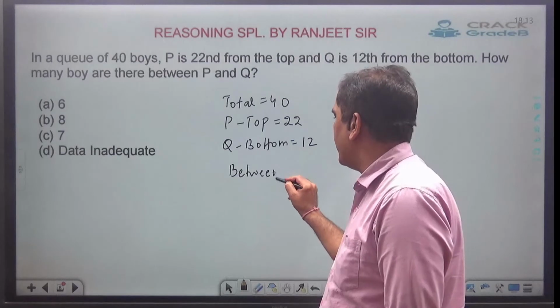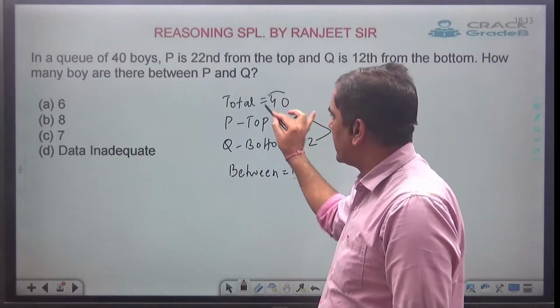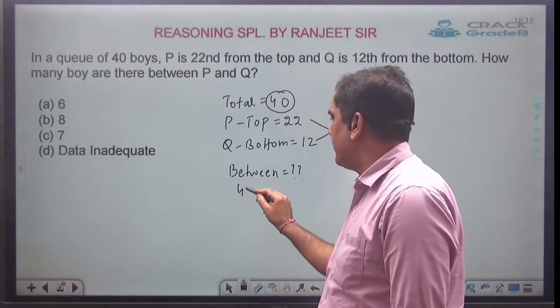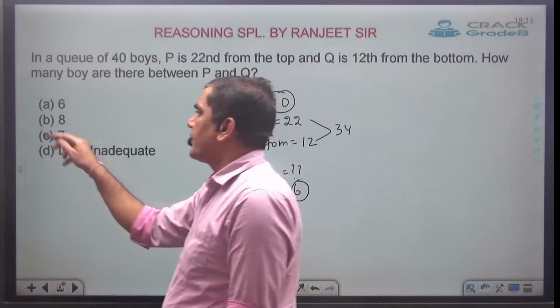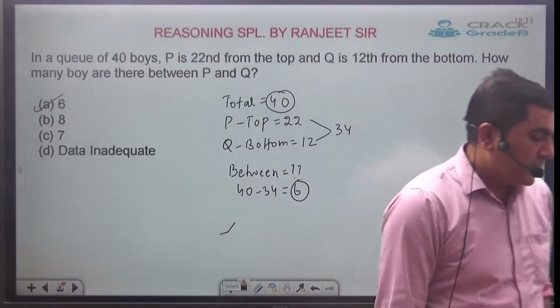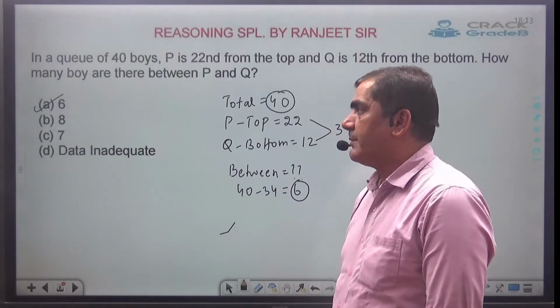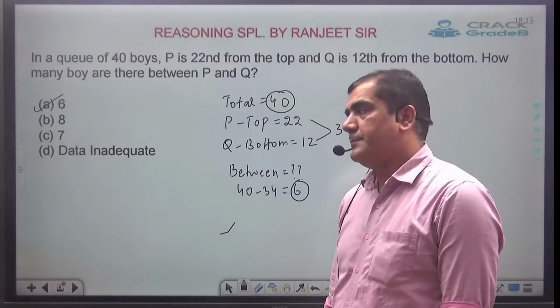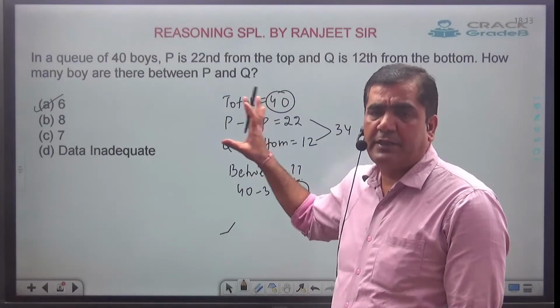In between P and Q. Add this number, 34. Total is greater, so case number 1. So answer will be 40 minus 34 comes out to be 6. In case 2, at last you have to subtract 2 also. But in case 1, no need to subtract 2. Simply highest minus lowest will be the answer. Okay. So these are the basic questions based on in between.